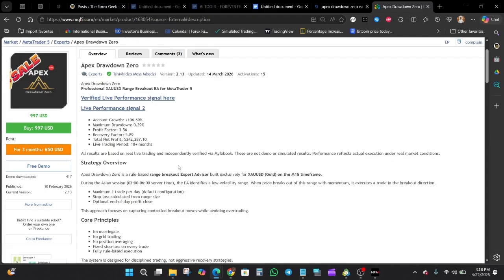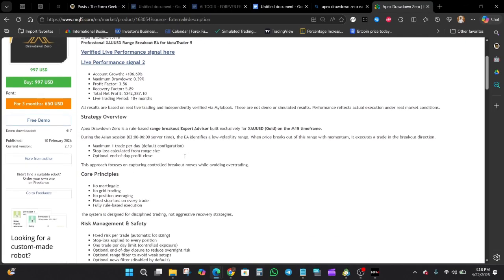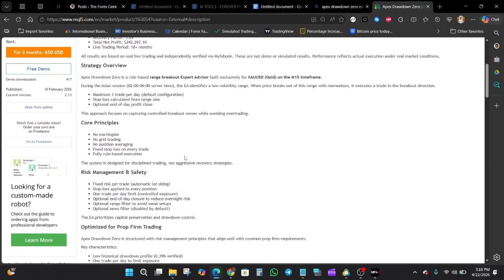So one of the most important features here is the fixed stop loss model. Every trade has a predefined stop loss based on the size of the range. This matters because risk is clearly defined before entering the trade and there is no uncontrolled exposure. But at the same time, since the stop loss is tied to the range size, in larger ranges, the stop can be wider, which increases risk per trade.